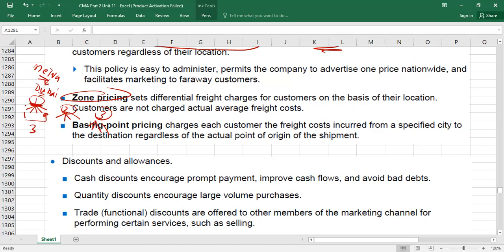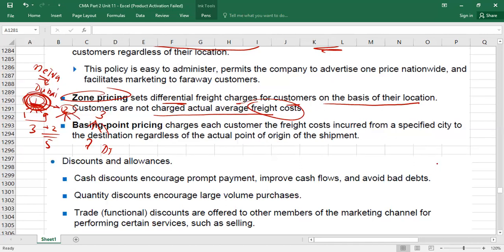But if you're traveling from zone one to the second zone, maybe they will add 2 dirham extra, so they will charge 5 dirham. If you board the bus from this zone and leave the bus at the third zone, maybe they will charge, let's assume, 7 dirham. So this is what is called zone pricing. Zone pricing sets differential freight charges for customers on the basis of their location. Here customers are not charged the actual average freight cost. No, it is charged based on zone.